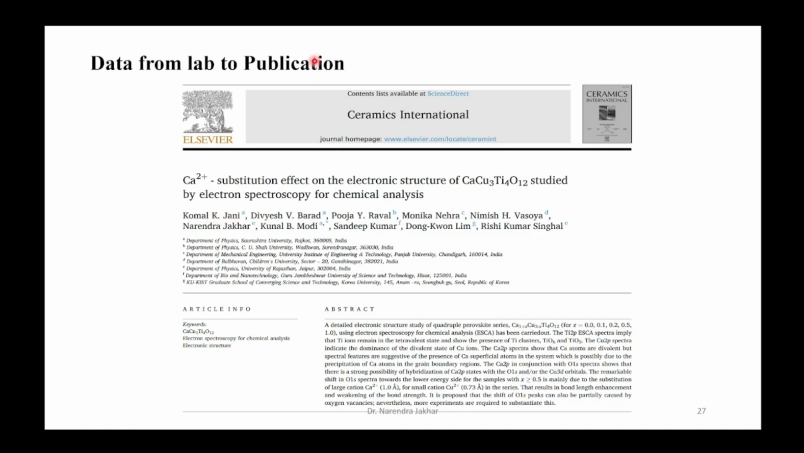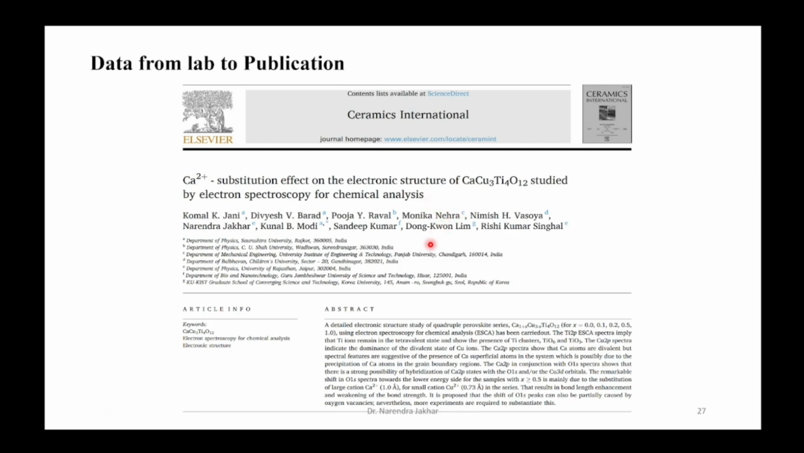So this is data from a Lab 2 publication. This paper is published in Ceramics International. The title was Ca2+ substitution effect on the electronic structure of CaCu3Ti4O12 studied by electron spectroscopy for chemical analysis.